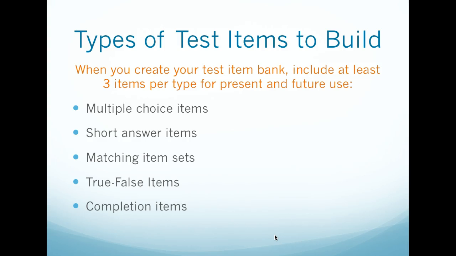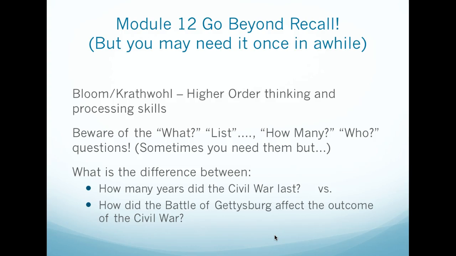The types of test items you're going to be building are multiple choice items, short answer items, matching, true, false, and completion items. These are the 5 types of tests that you're going to be developing. When you write them, please do not stay at the knowledge and recall level. You want to use the higher level thinking language and verbs that you've been using for your objectives and the other assessments that you've created.